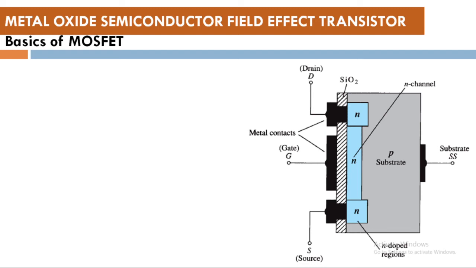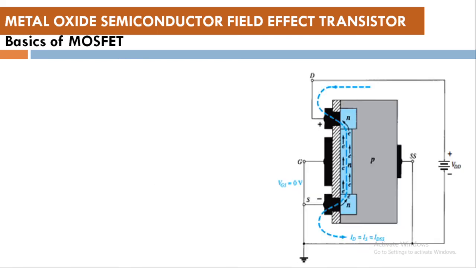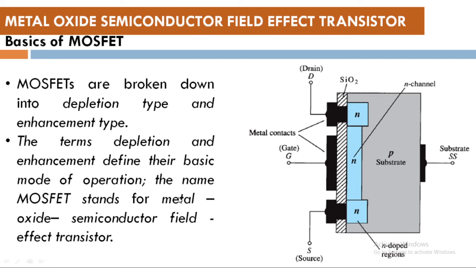Now, what is the construction of the MOSFET? The MOSFET basically has two types. One is called the enhancement type MOSFET, and another one is called the depletion type MOSFET. First we will talk about the depletion type MOSFET. Again, these MOSFETs are of two types: it can be N channel or P channel.